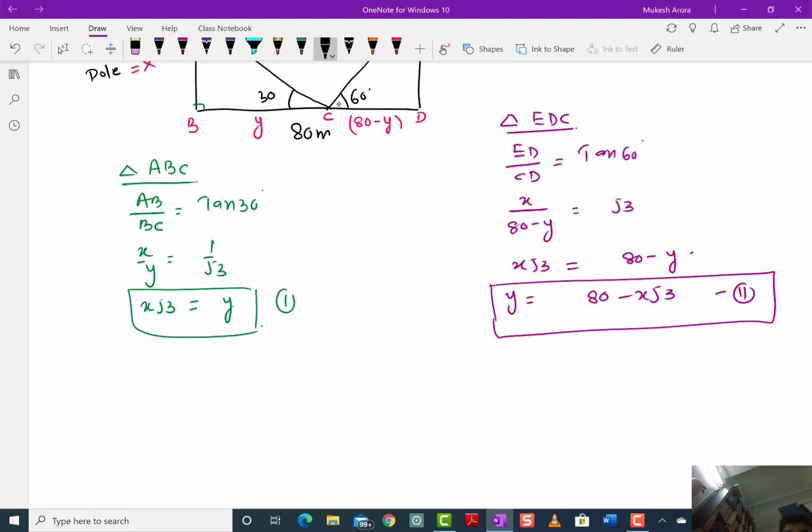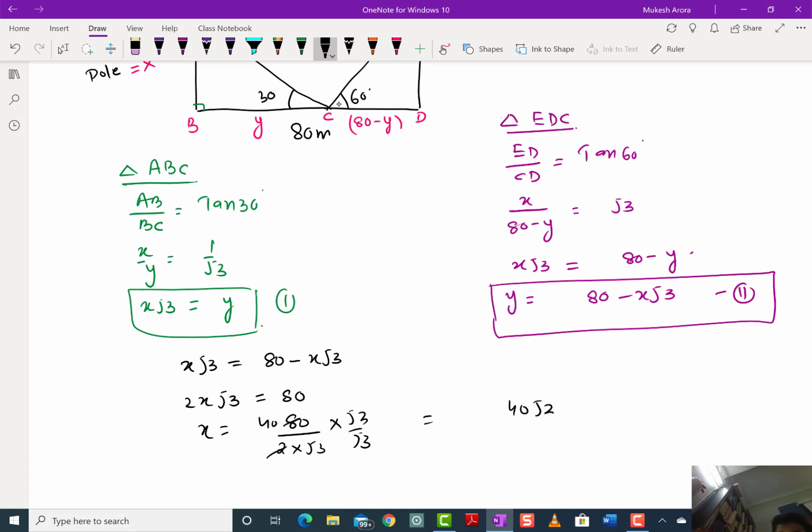So both the values are of y. So x root 3 is equal to 80 minus x root 3. 2x root 3 is equal to 80. x is equal to 80 by 2 root 3, into root 3 by root 3. This is 40, so this will be 40 root 3 by 3.